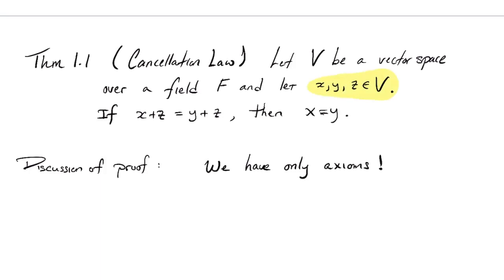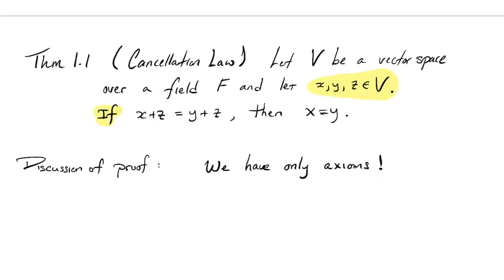And now the logical structure of the theorem. If, keyword, what's the condition? If this equation holds, X plus Z equals Y plus Z, then it must be that X is equal to Y. So you can quote unquote cancel the Z's in a vector space. It looks trivial, but again, we're doing this about some abstract vector space. We have to prove it from the axioms.